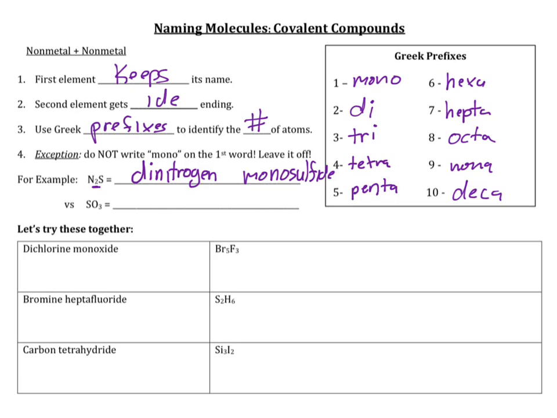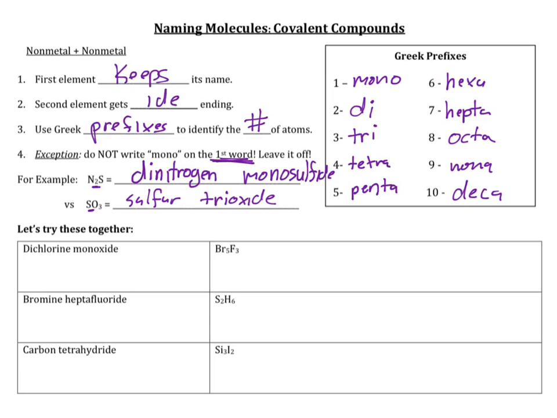Now, in this next one, though, there is one exception. There's one time where you do not add a prefix, and that's if the first element is one. The first element will not get mono. However, the second element will get mono, but the first element will not get mono if it only has one. And so this here has one sulfur, so it's just sulfur. And then trioxide. And so here, notice how there's no mono, but the second one does get mono.